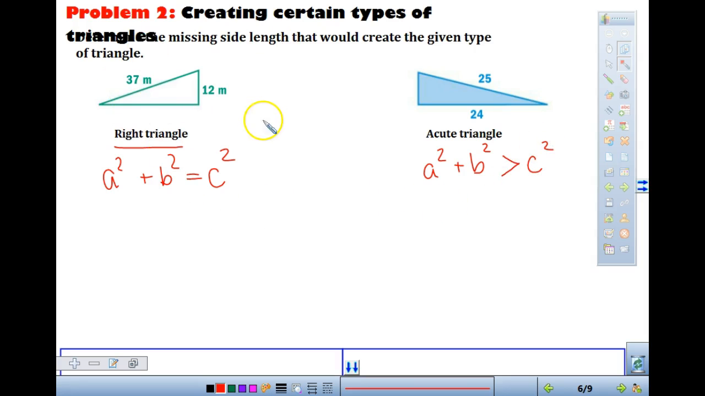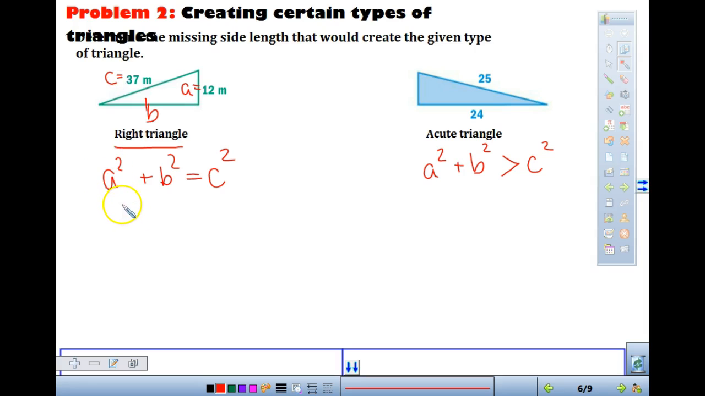Now, I'm still looking at both triangles, and I need to determine, well, what's my A, B, and my C? So, Addie, if we are thinking about this, in this first one, what do you want to use for your A? 12. 12 for A. I agree, 12 would work for A. What do we want to use for B? We don't have a B, so we're going to keep B. And then, Addie, keep going. C should be? 37. C is going to be my longest.